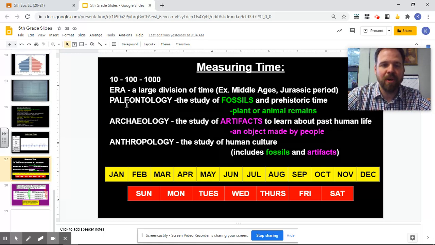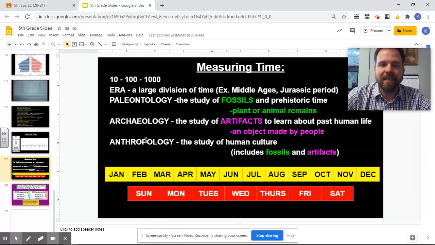Now, this next part, you have paleontology, archaeology, and anthropology. So obviously, anytime you see that ology, you know that it's a study of something. So biology is an example because you're studying life. In paleontology, archaeology, and anthropology, we have three types of researchers that look at different things related to history.